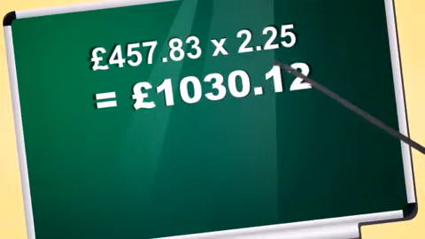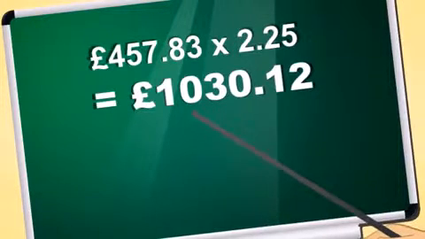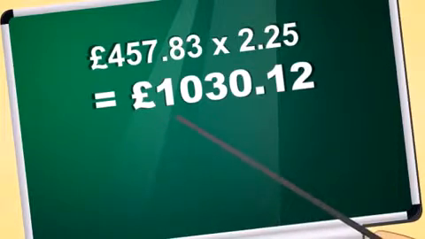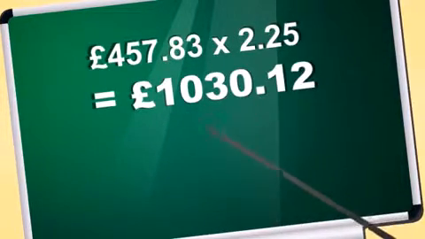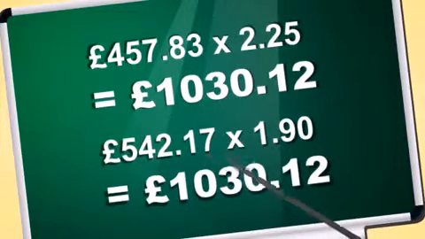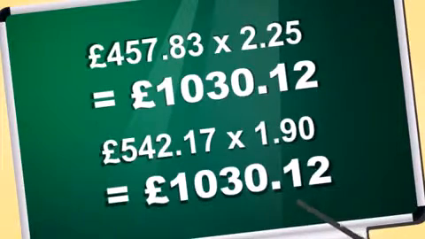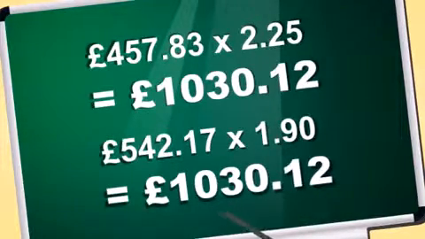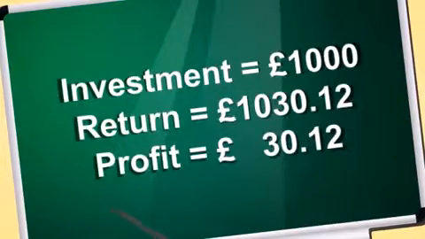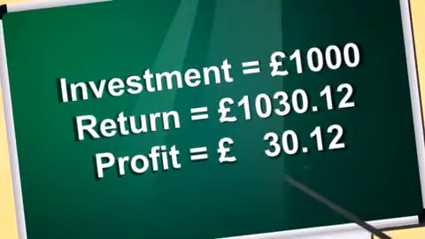A bet of £457.83 on Gonzalez at 5-4 with William Hill. You'll receive £1,030.12 from the bookmaker if the bet wins. Plus a bet of £542.17 on Hewitt at 9-10 with Stan James. If this bet wins, you'll receive £1,030.12 from the bookmaker. Your investment of £1,000 pays back £1,030.12 no matter which player wins.